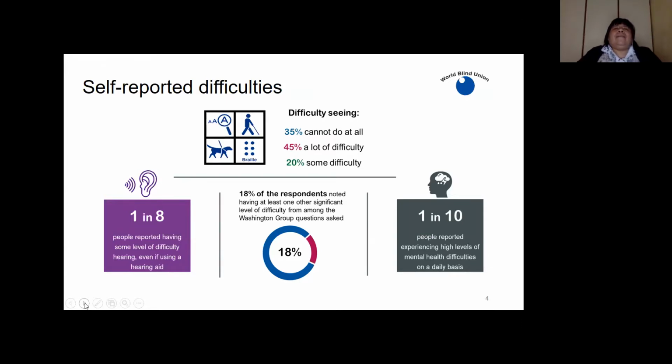And difficulties most in seeing, but I think some of the findings were that 1 in 8 people reported having some level of difficulty hearing, even if using a hearing aid.